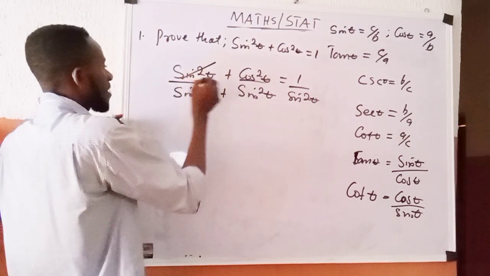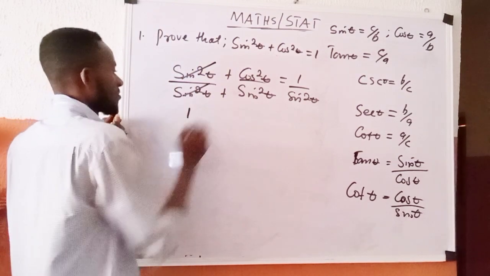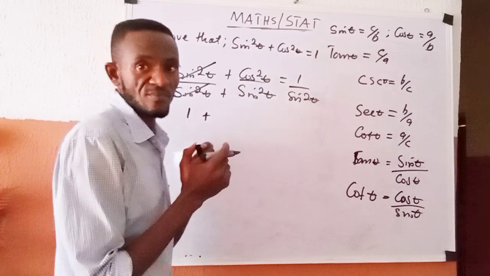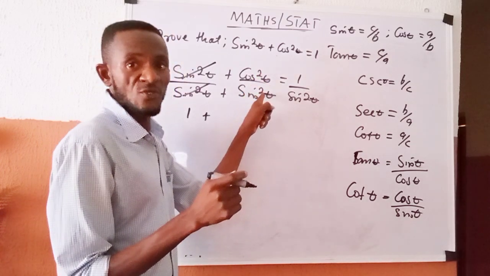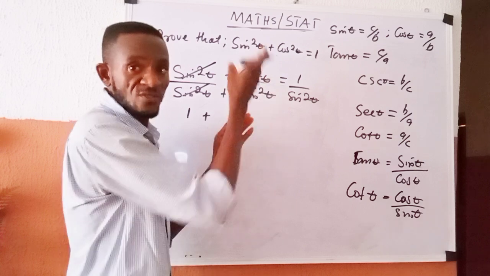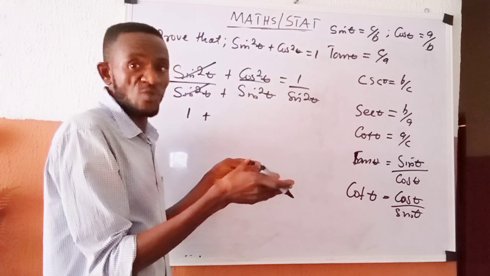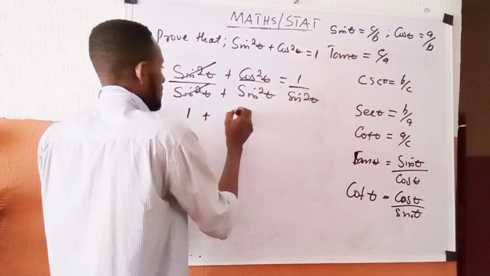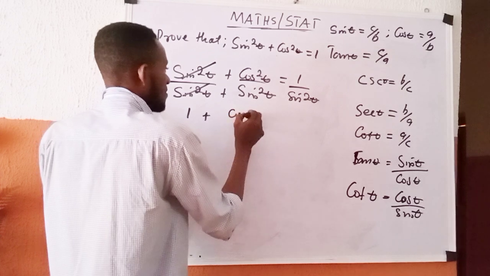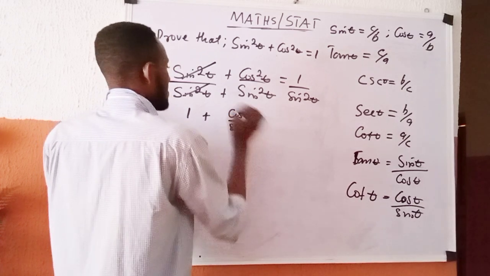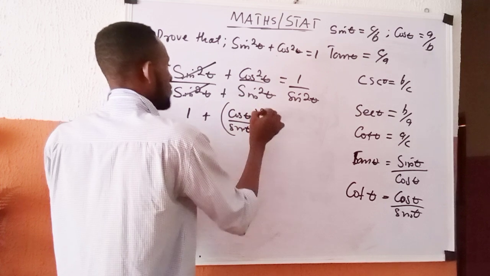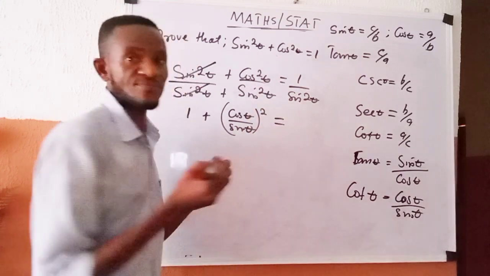So this will cancel this. I have 1 plus, there is a square here and a square here. So I can now write both of them and then square them all together. So this is the same thing as saying plus cos theta all over sine theta all raised to power 2. This is equals.